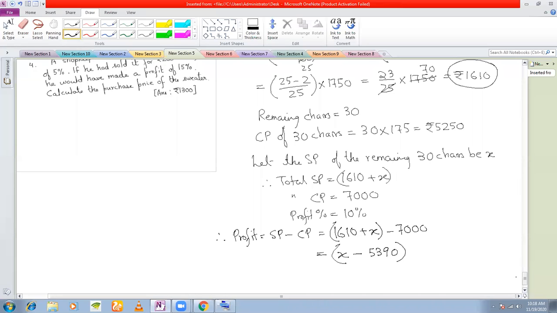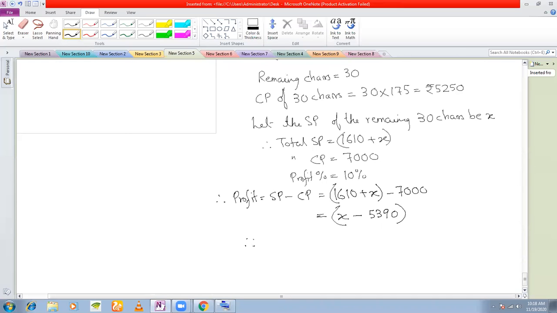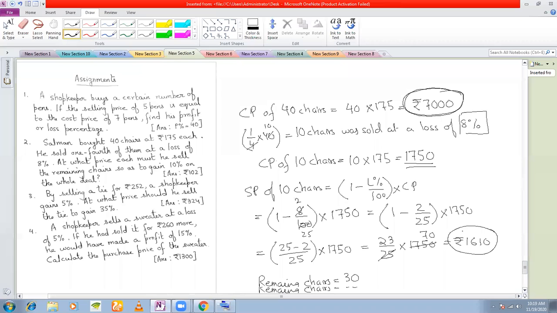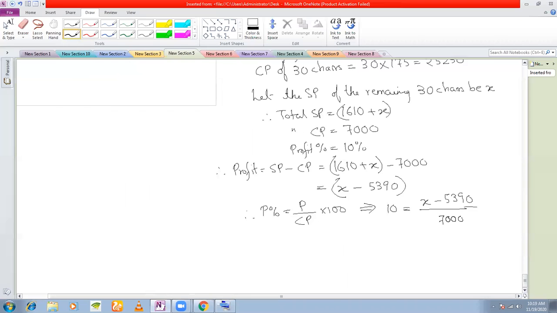This is profit. So therefore, what is the percentage profit? It is profit by cost price into 100. Profit percentage is 10. Profit we calculated above to be X minus 5390. Cost price of 40 chairs we found out in the first step to be 7,000 rupees, into 100. Now this is an equation which you need to solve.